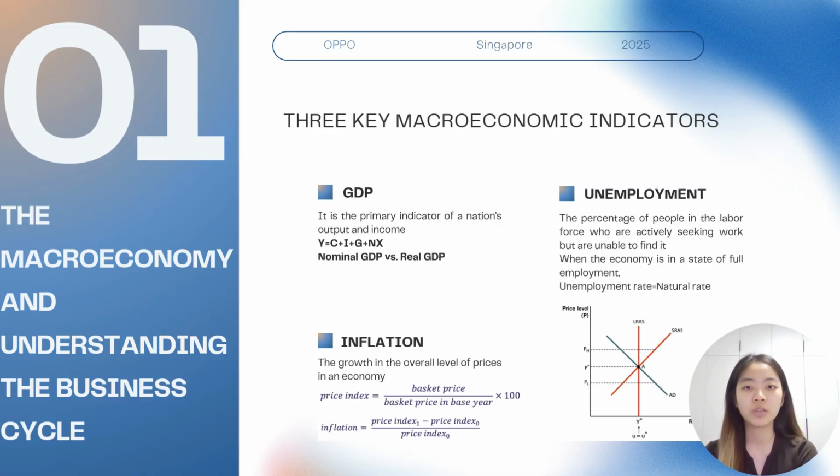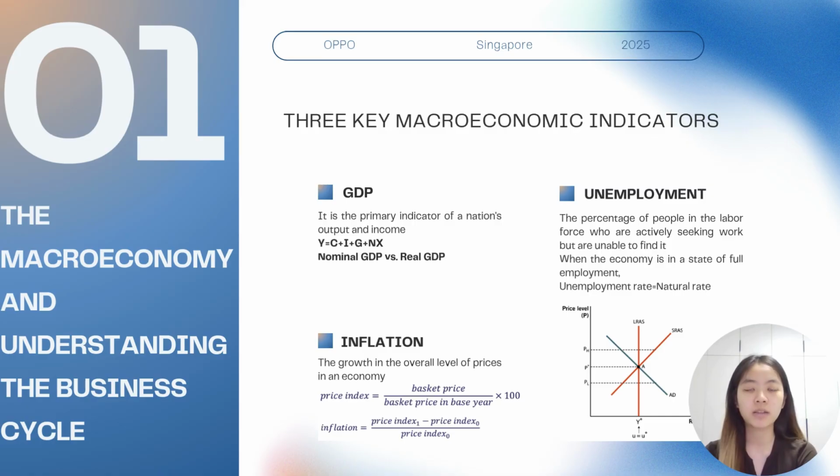There are two types of GDP, nominal GDP and real GDP. Nominal GDP uses current prices without adjusting for inflation. However, real GDP is adjusted for price changes, so it reflects real growth. Now, what exactly is inflation? It means the overall rise in prices across the economy. We usually measure it using a price index, such as CPI or PPI.